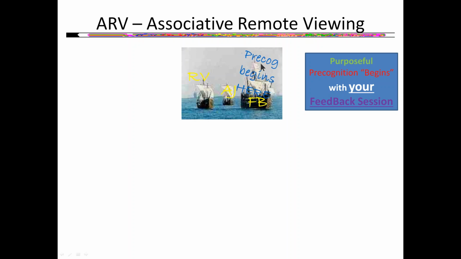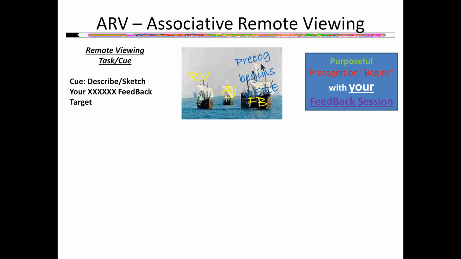And so this is the mindset which I'd like all of you to have. Precognition begins with the feedback session. Your cue, as I indicated, will be very simply describe and sketch your, and we use a 6-digit number, some people use letters, some people put in a date. This is a tag, if you will, a coordinate in the sense of leading you to, in fact, some people, Skip Atwater once called it like a telephone number, because it is connected to the feedback target that you see during your feedback session. That is the purpose of this, to link to the feedback target.